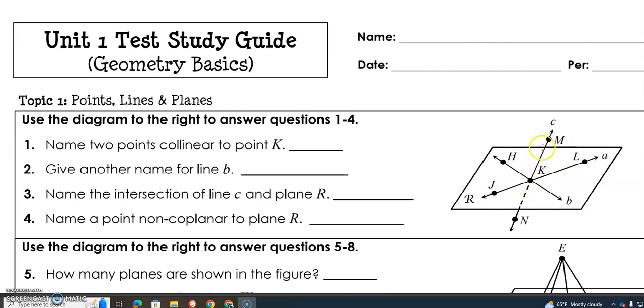Additionally, line C has 2 other points that are identified that K is also on. So you could have said point M and N. Either of those 2 answers would work.